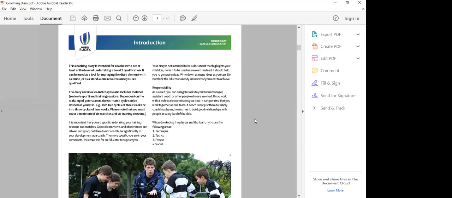Your diary is not intended to be a document that highlights your mistakes, nor is it intended to be an exam, right? It is just a document that is helping us to put your very good ideas on paper, and then that can enable you to make references, either going forward or after you finish your season, you can go back to the diary and reflect.